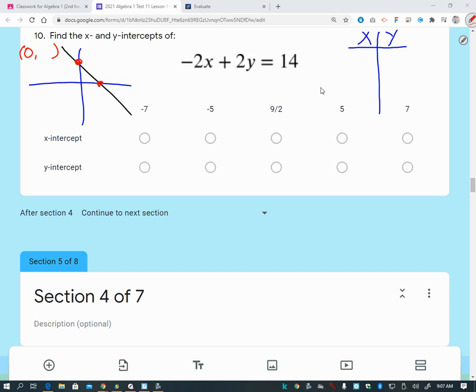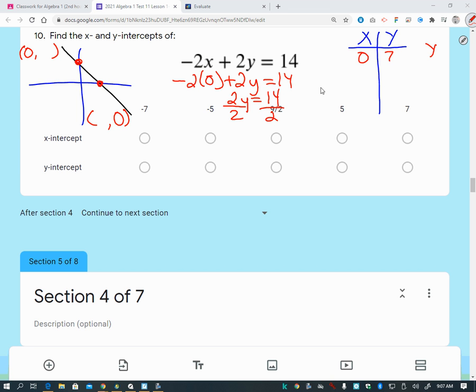Okay, this is what we would call the x-intercept. What is the y-coordinate at the x-intercept? 0. Okay, so if I want to know what the y-intercept is, I'm going to plug 0 in for x. So I'm going to do -2 times 0 plus 2y equals 14. Okay, what's -2 times 0? 0. Okay, it leaves me with 2y equals 14. What do I do now? Divide by 2. So what is the y? Okay, so the y-intercept is 7.